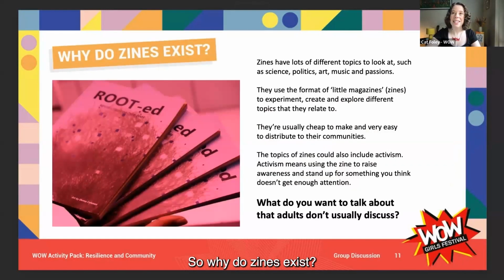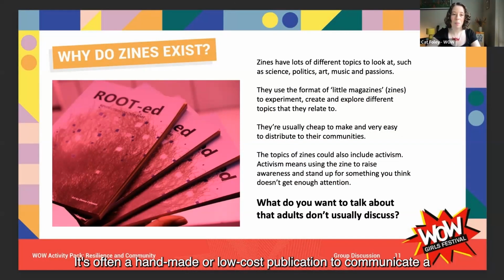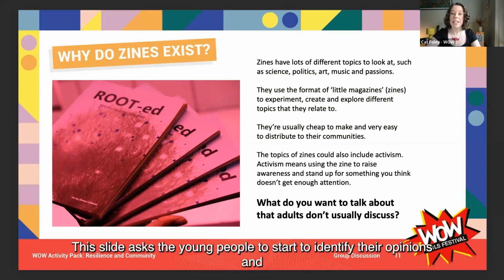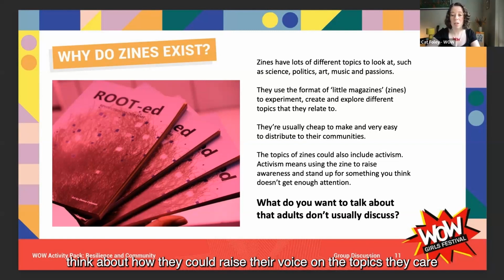So, why do zines exist? And what is a zine? A zine is a short magazine, essentially, and it's often a handmade or low-cost produced publication to communicate a specific theme. This slide asks the young people to start to identify their opinions and think about how they could raise their voice on the topics they care about as they start to see themselves as future change makers.